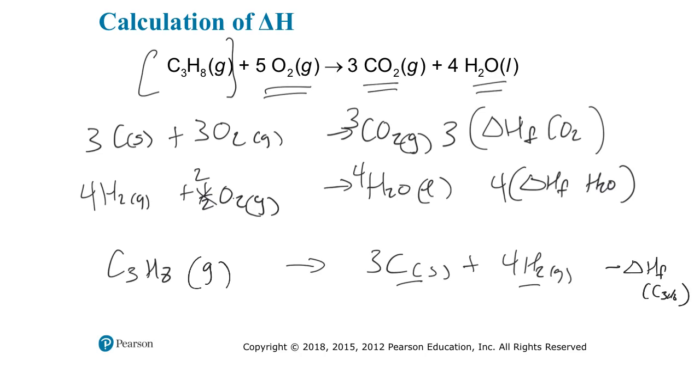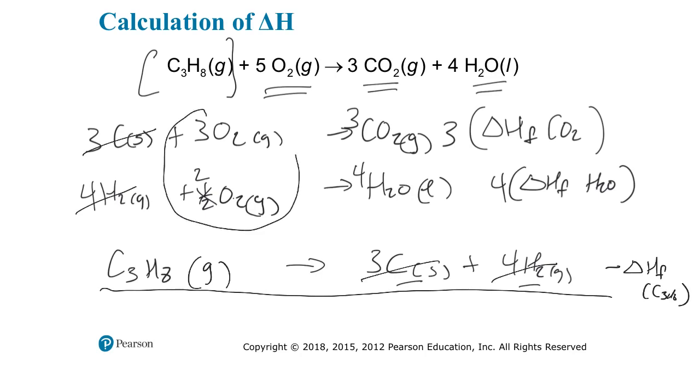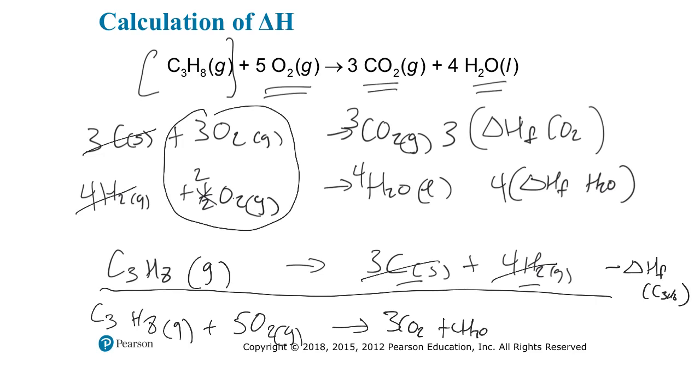Okay, now if I were to add these reactions up, do you see what happens? My carbon solid is canceling. My hydrogen's canceling. The O2s add together to give me the 5 O2s. So those magically add up to the right number. It's really not magic, though. It's chemistry. So we get 5 O2s and then 3 CO2s plus 4 waters.